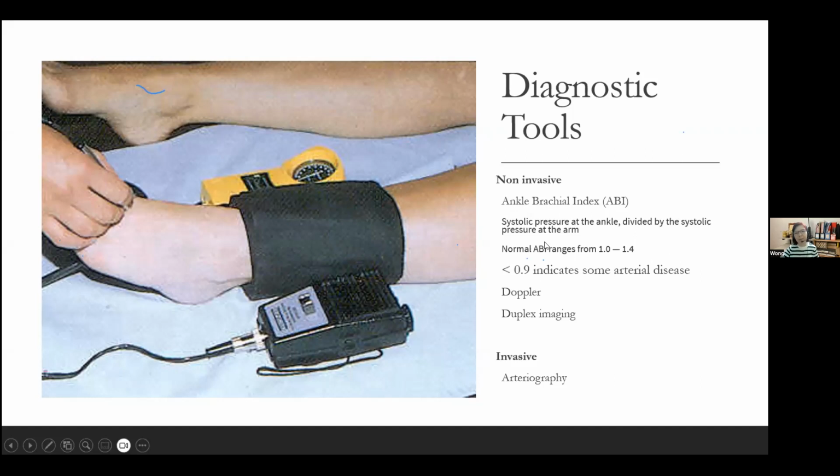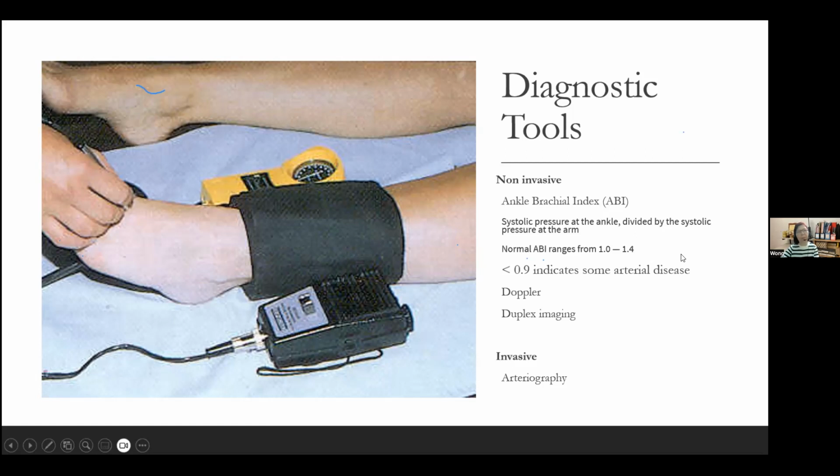Doing the ABI, you measure the pressure at the ankle, and then also you measure the pressure at the brachial. So you take the systolic pressure of your ankle over the systolic pressure of the arm, then you can have the result. Normal ABI usually ranges from about 1 to 1.4.